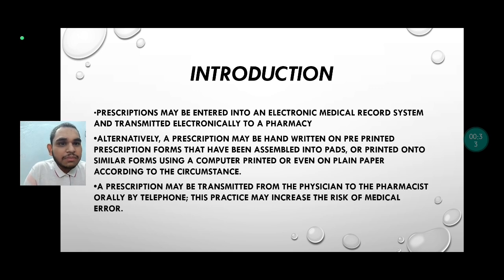Introduction: a prescription may be entered into the electronic medical record system and transmitted electronically to the pharmacy. A prescription may be handwritten, or on a pre-printed prescription form assembled into a pad, or printed on a similar form using a computer, even on plain paper according to the circumstance. A prescription may also be submitted by the physician to the pharmacist orally by telephone. This practice may increase the risk of a medical error.